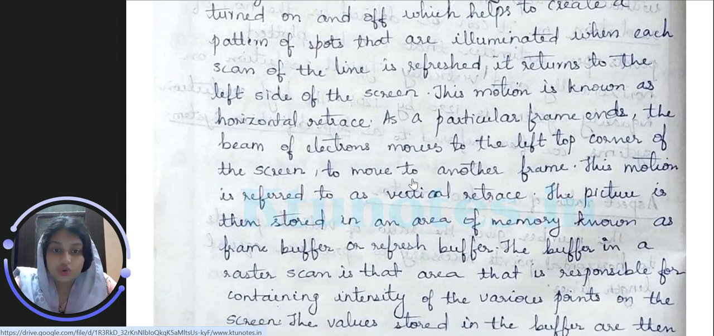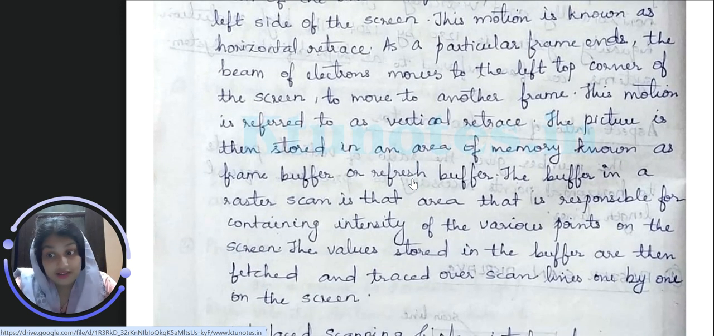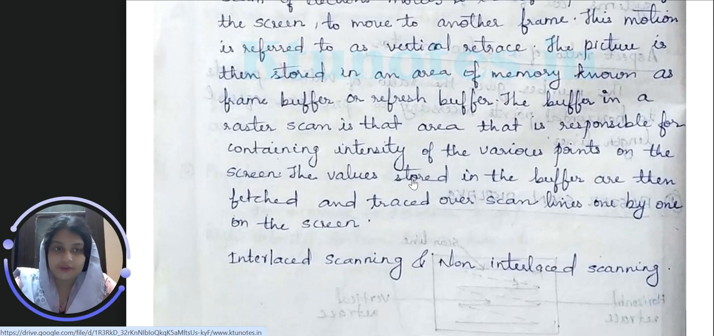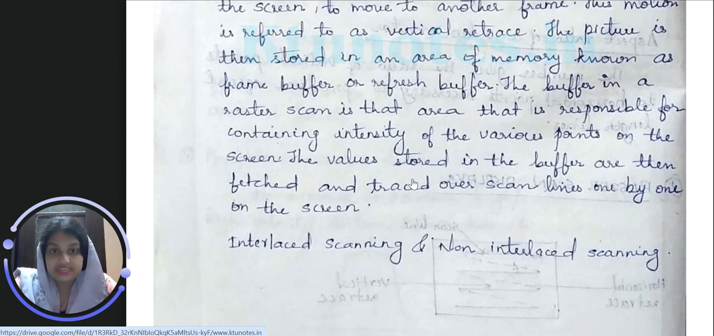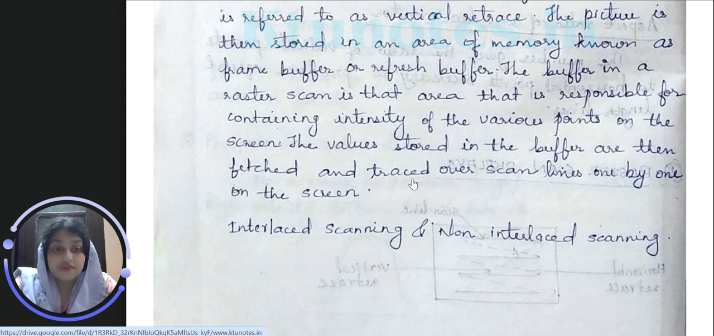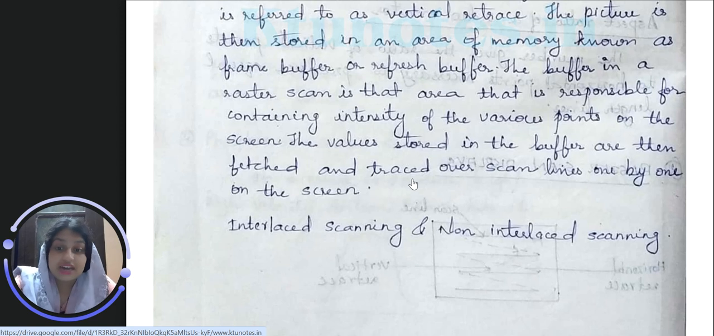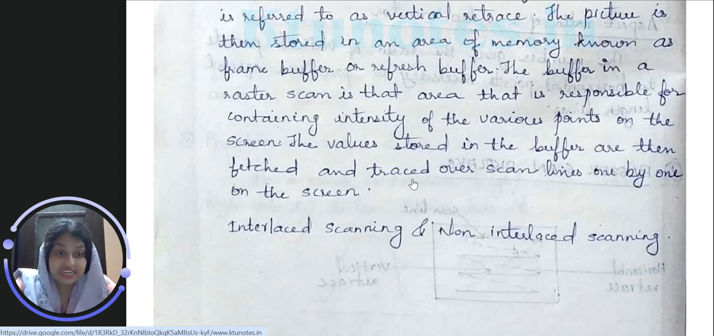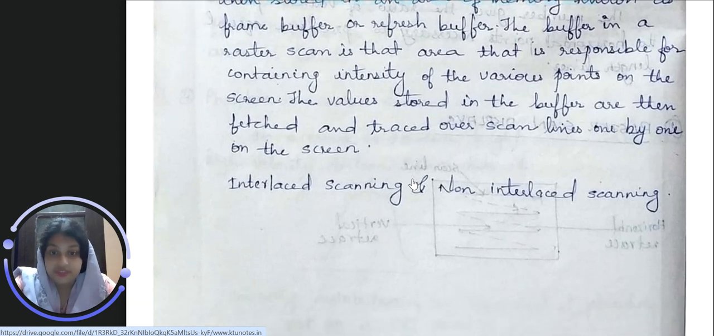The picture is then stored in an area of memory known as the frame buffer or the refresh buffer. The buffer in a raster scan is the area responsible for containing the intensity of the various points on the screen. The values stored in the buffer are then fetched and traced over scan lines one by one on the screen.